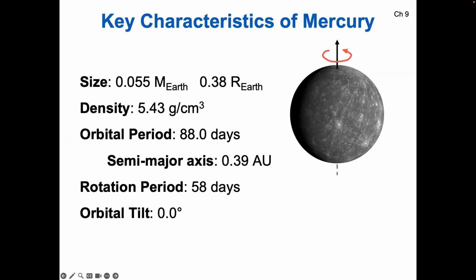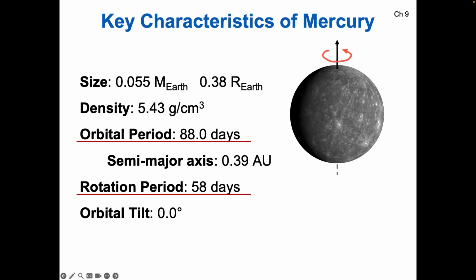It has an orbital period of only 88 days, so it goes around the sun fairly quickly. Compared to our 365, that's probably not surprising. Rotation period, though, days are much, much longer. And as far as we can tell, it does not really have any orbital tilt. We discussed how we're about 23 degrees from the ecliptic. Mercury is pretty much straight up.